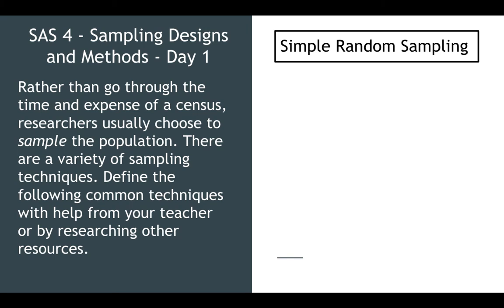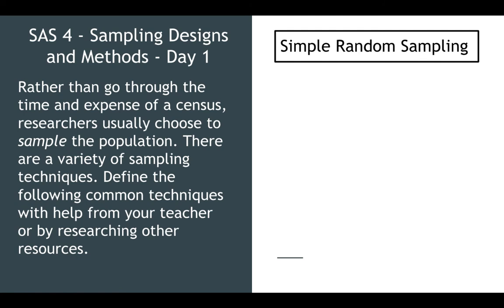All right, now rather than go through the time and expense of a census, researchers usually choose to sample the population. There are a variety of sampling techniques. Let's define the following common techniques with help from your teacher or by researching other resources. What is simple random sampling? Randomizing who you choose from the population to actually sample.